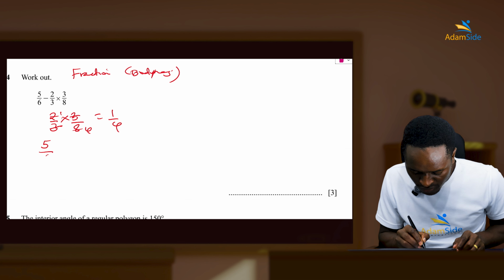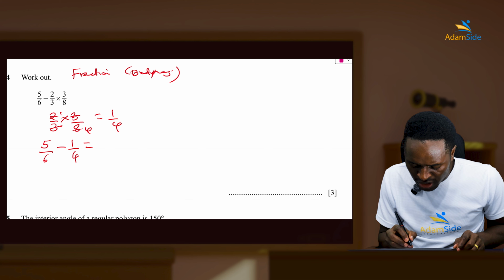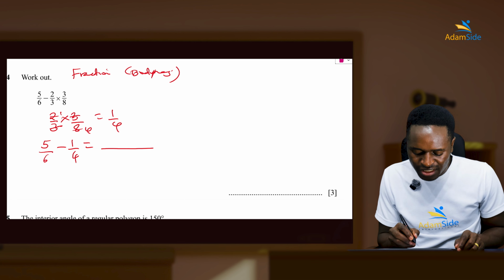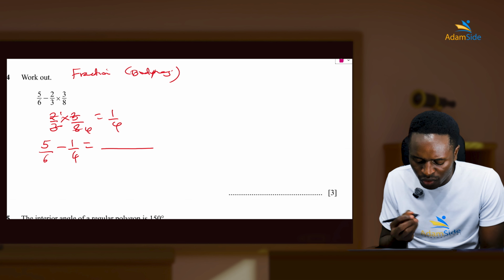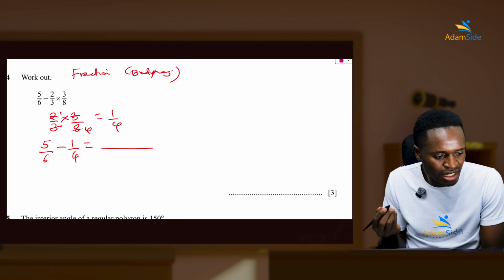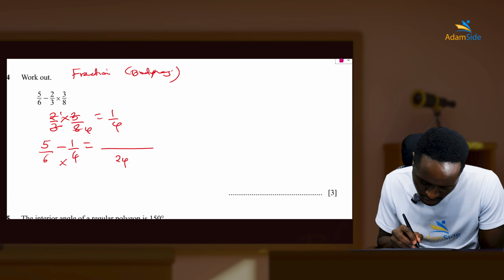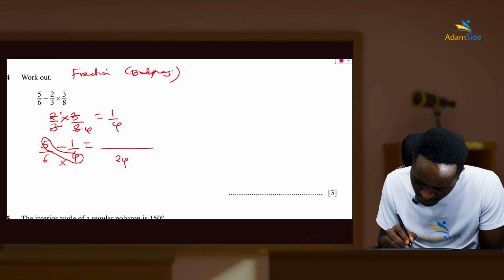Then 5 out of 6 minus 1 out of 4. Here you are subtracting fractions with different denominators, 6 and 4. So find a common multiple. If you don't know about finding the LCM, you can just multiply, as simple as that. So 6 times 4 gives 24. Then take 4 multiplied by 5.